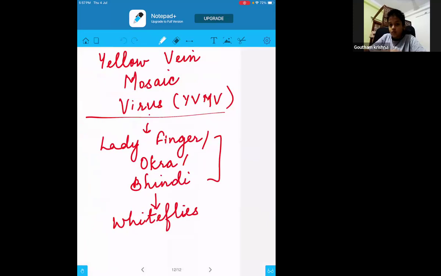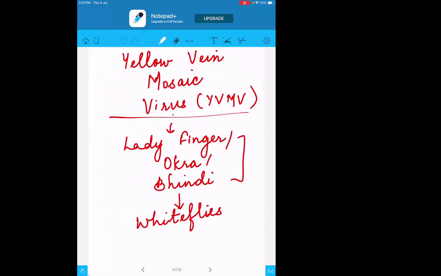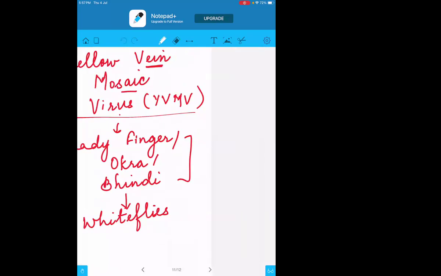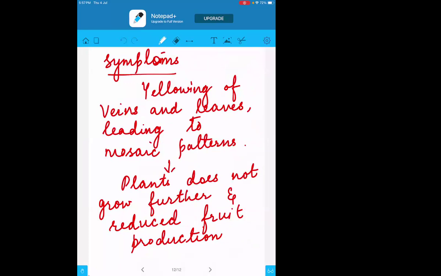That is the reason it is called the yellow vein mosaic virus. Vein, because it happens on the vein of the leaf. Mosaic means a kind of rough structure or pattern. And virus because it happens due to that. Clear, children? Yes.